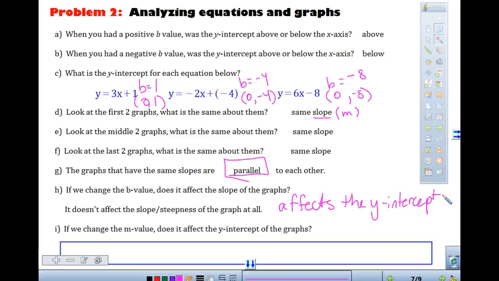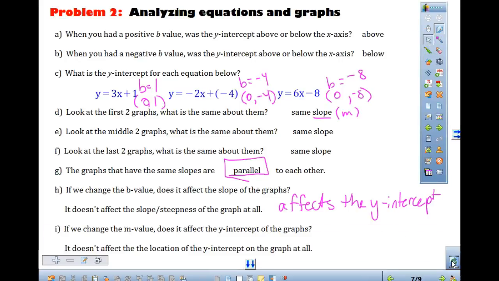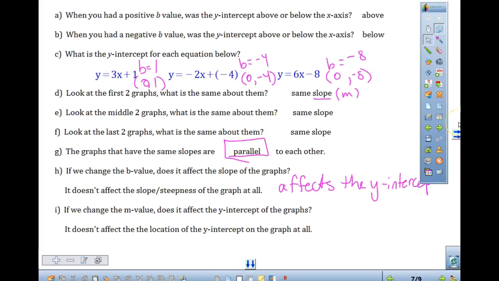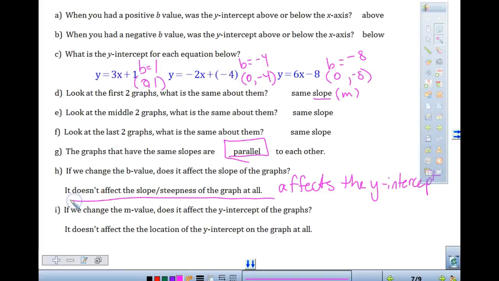So the next one says, well, if we change the m value, does that affect where it goes through the line? Does it affect the y-intercept? No. If you change the m value, the question is, does it affect the y-intercept? No. What does it affect? It affects the steepness, right? If you change the m, it affects how steep your line is, the unit rate. So it doesn't affect the location, y-intercept of the graph at all. M is for the steepness.